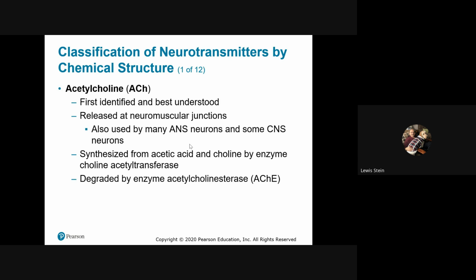The one we've known about the longest, the one we have the most information on, the one you already know about, acetylcholine. Best understood, most abundant, at every neuromuscular junction. The next chapter we're doing is the autonomic nervous system. It's everywhere in that nervous system except in one particular area where we have epinephrine and norepinephrine. That's it. Acetic acid and choline, we know about that.